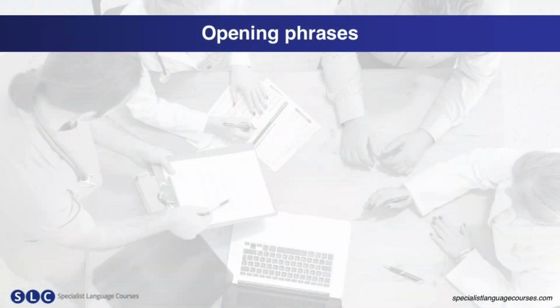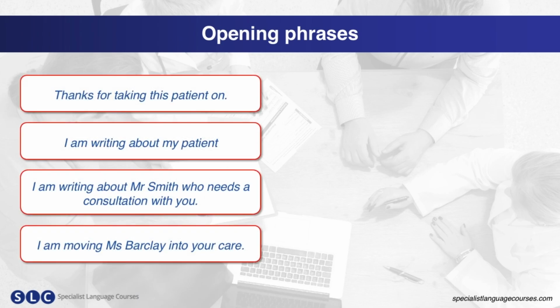The next descriptor in this criterion is using language that is suitable for the reader. It is important to use opening phrases appropriate to the reader and the task. On the left-hand side here, we can see common examples of opening phrases. Thanks for taking this patient on. I'm writing about my patient. I'm writing about Mr. Smith, who needs a consultation with you. I am moving Miss Barclay into your care. So the meaning is clear in these examples, but the tone is a little bit too informal and is unsuitable for the reader and the task.